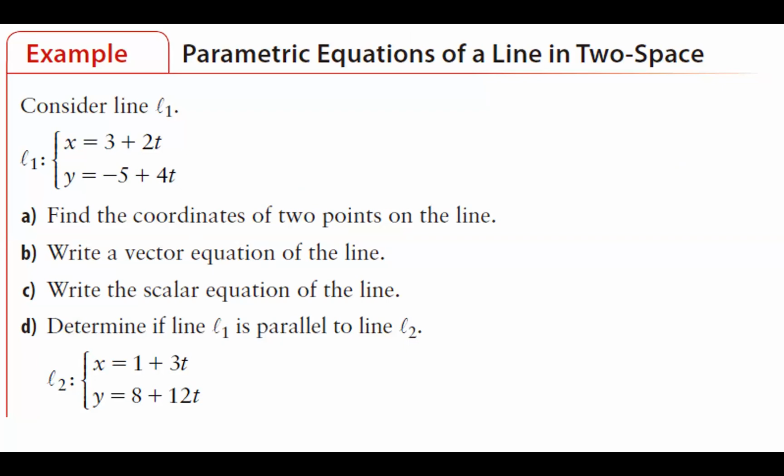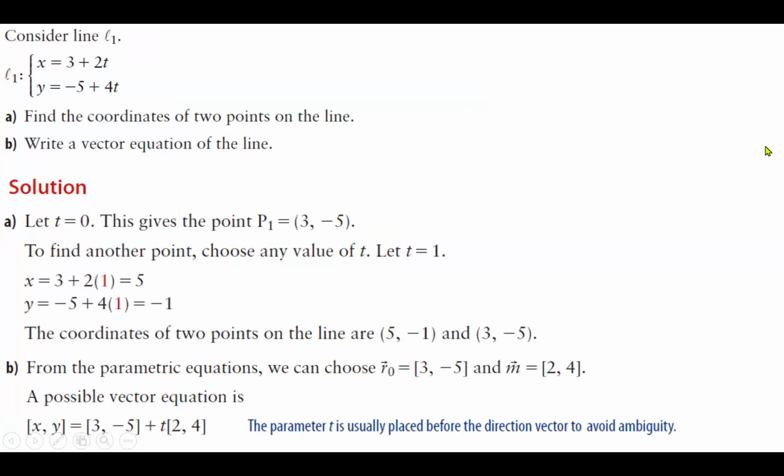So first, find the coordinates of 2 points on the line. If you know the parametric equations of this line, so we can let t be any real numbers to get the point on the line, right? For example, the easiest way to let t equal 0 or 1 or -1, right? Okay, so following this logic, for example, we can let t equal 0. This gives a point P1, whose coordinates are 3, -5. So that's a point on this line, right?